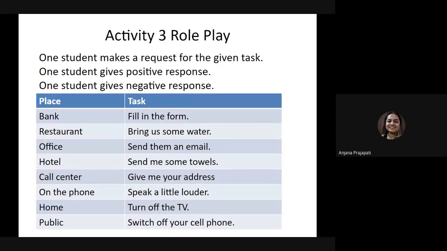On the screen there is one task: fill in the form, and the place is bank. So you have to construct dialogues. Write down a small conversation, maybe 4 or 5 sentences, where one person is requesting the other person to fill a form and the other person responds to the request. Just write 4 or 5 dialogues. You individually write the dialogues for both the parties. Did you understand now? Okay, ma'am.